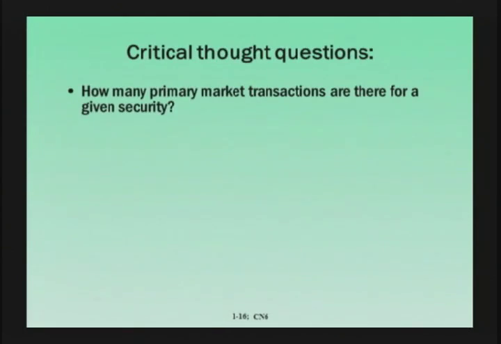Now here's a question to think about. How many primary market transactions are there for a given security? Of course, the primary market was where the investment bankers help the issuing firms issue securities to the initial investors, and that creates the security, and that can only happen one time for a given security. Primary means first. The security can only trade for the first time once.